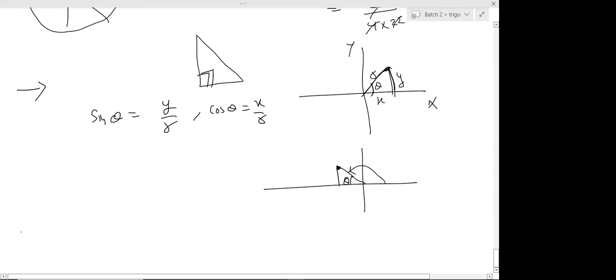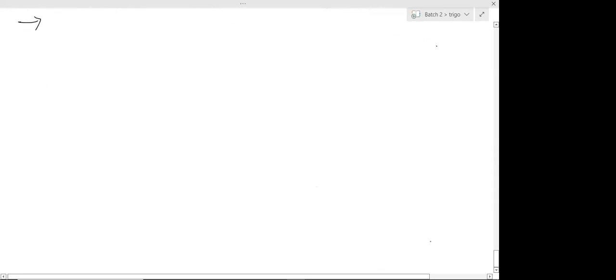So write down a few things that we need to know before we go for this: signs of trigonometric values in different quadrants.